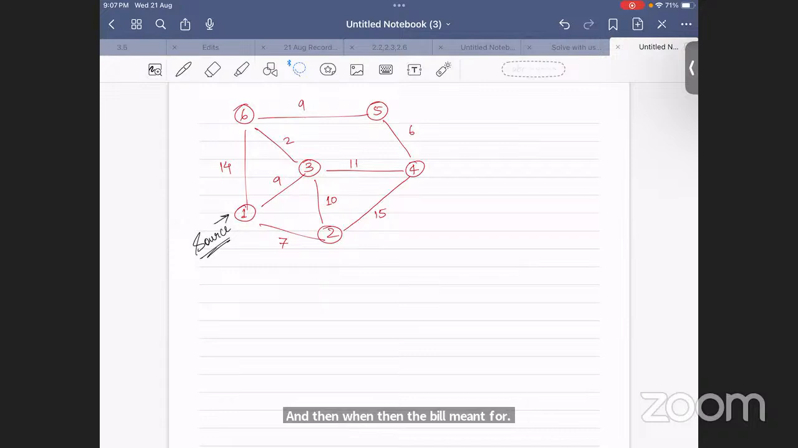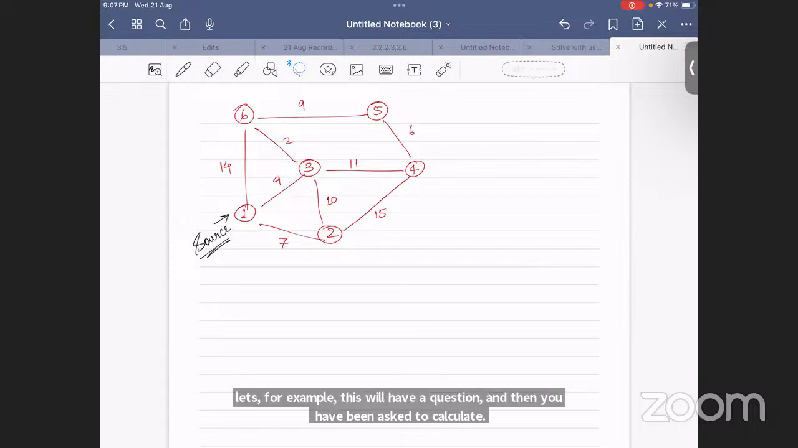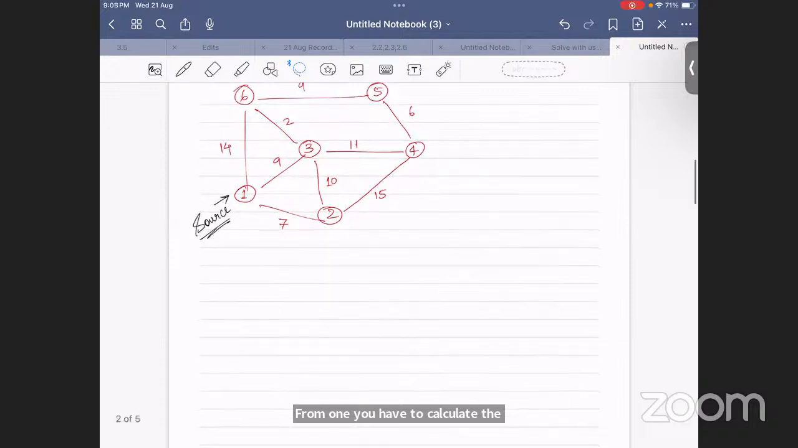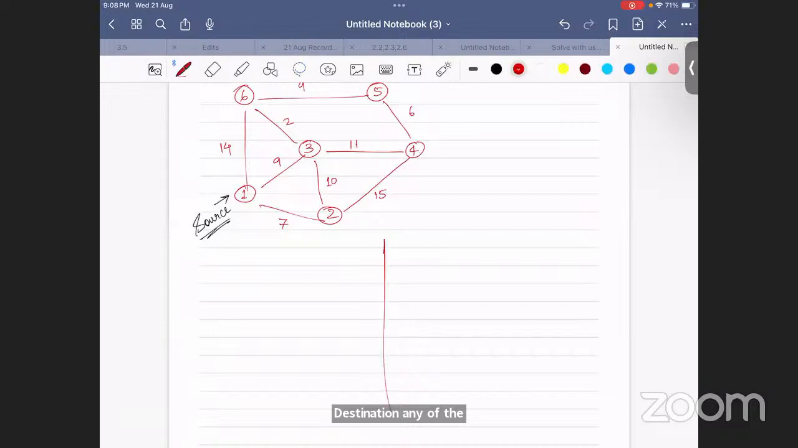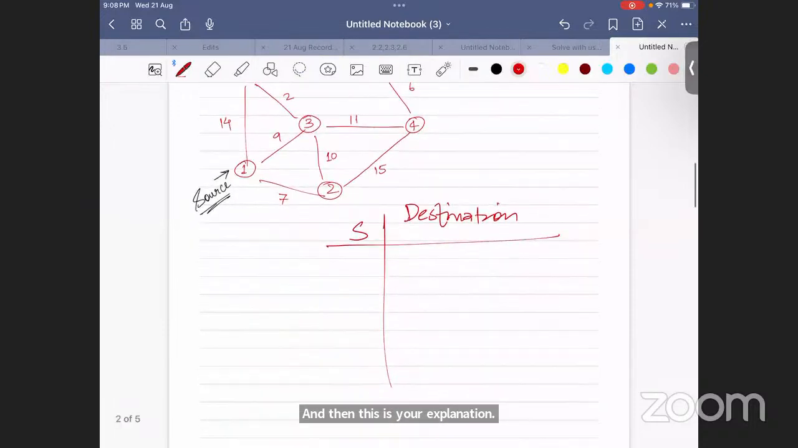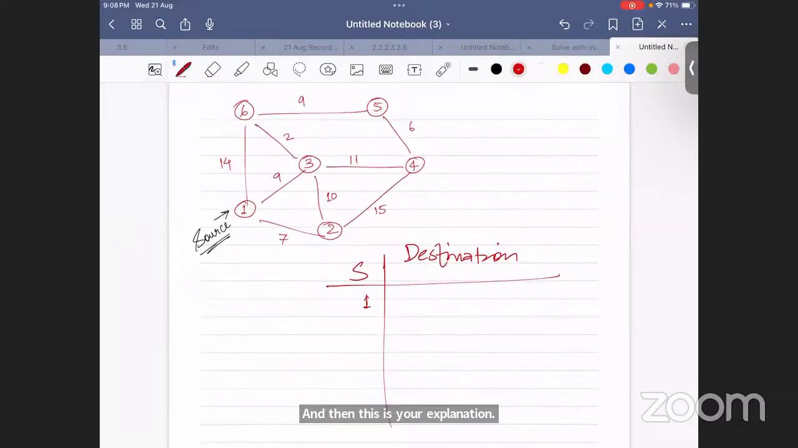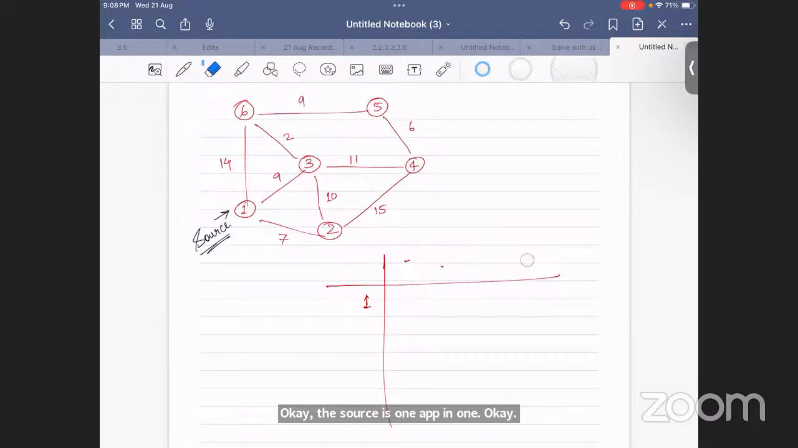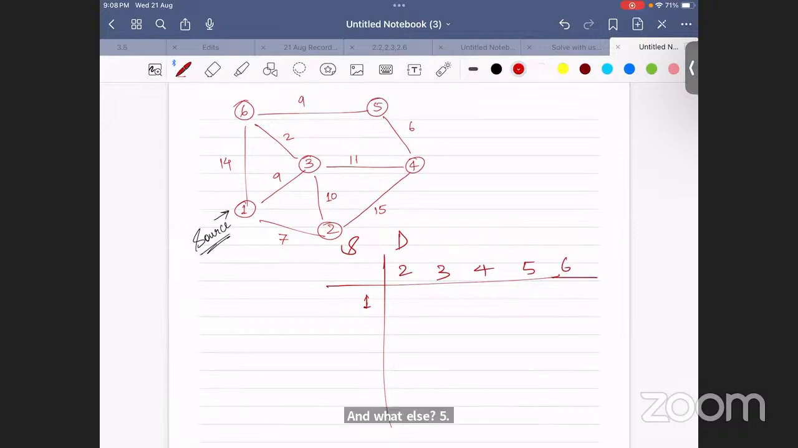So for example, this was our question, and you have been asked to calculate from one. You have to calculate the shortest path to each of the other destinations, 1, 2, 3, all the other ones. So you can start with your source, and then this is your destination. The source is what I have taken, 1. This is the source, and this is the destination. The destinations are 2, 3, 4, and what else? 5, 6. These are all the destinations.